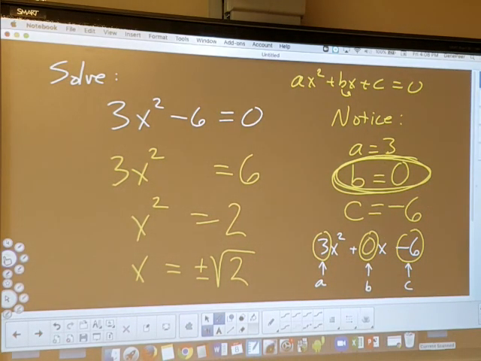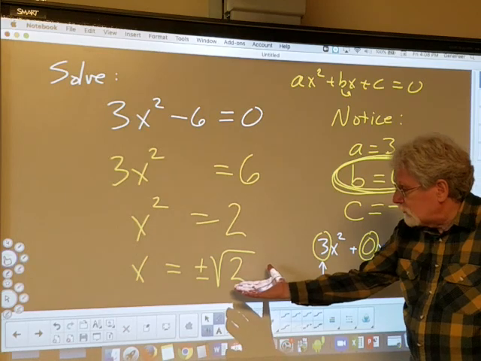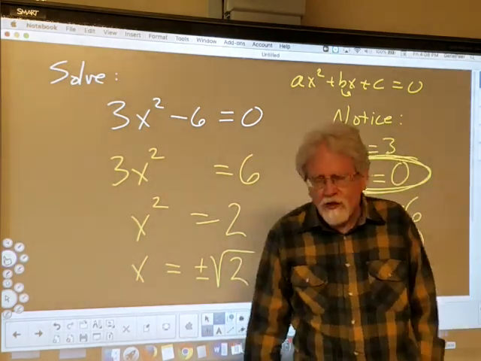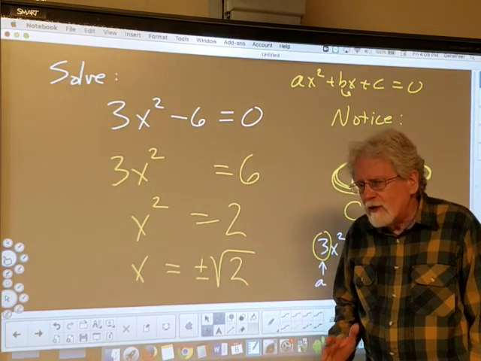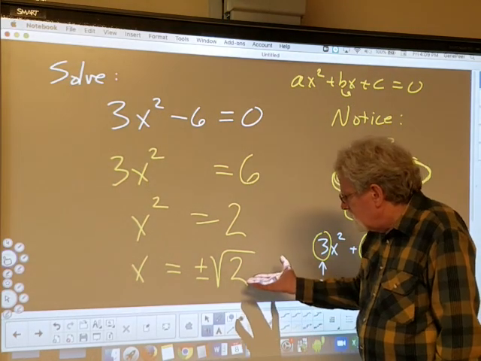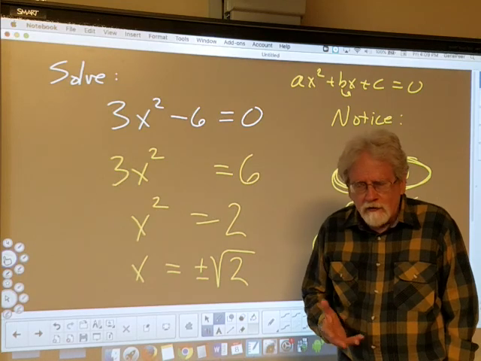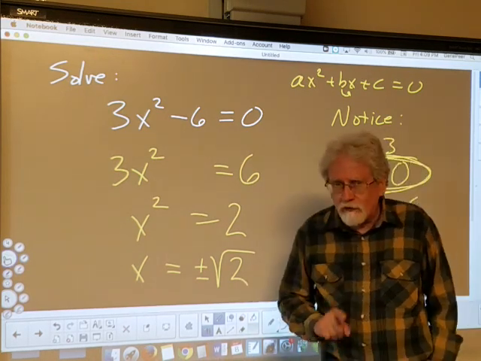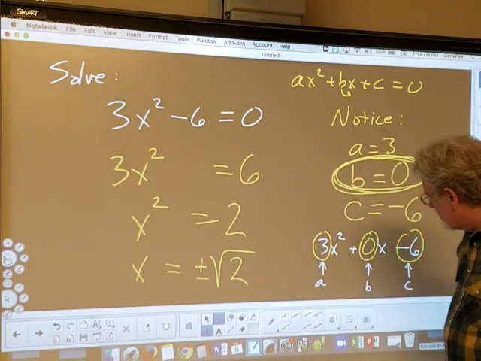That's it. We don't know what the square root of 2 is. It's irrational, so we stop there. I'm not, by the way, interested in your decimal approximations. Do not waste your time and energy and my time by plugging the square root of 2 into the calculator. I don't want your decimal approximations. I want your exact answer, which is plus or minus square root of 2.